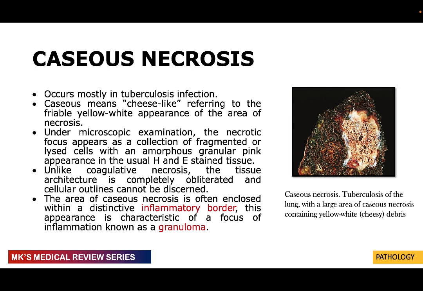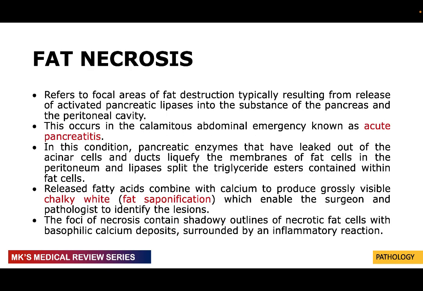Unlike with coagulative necrosis, here the tissue architecture is going to be distorted. The cellular outlines, you won't be able to discern them. And of course, the area of necrosis is going to be enclosed by a distinct border of inflammation, as you can see here. And usually this is characteristic, to keep the focus in this same area. And this focus of inflammation is what we refer to as a granuloma. There are different types of granuloma that we'll talk about in terms of inflammation.